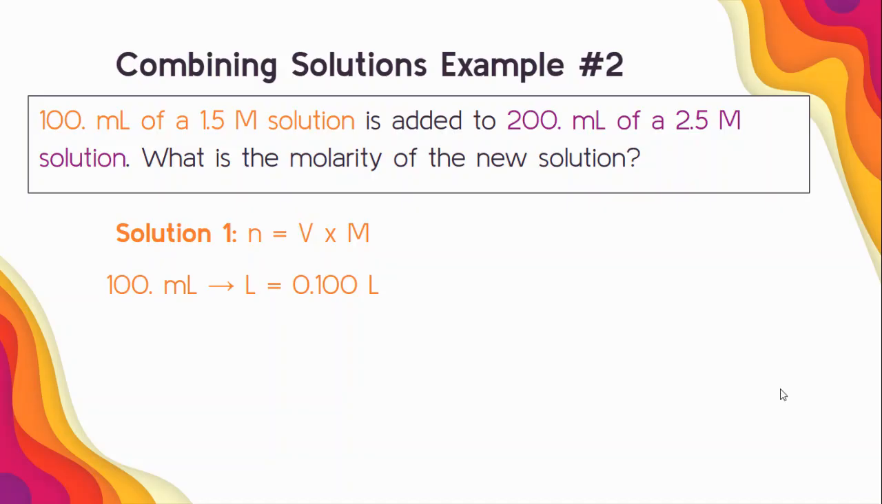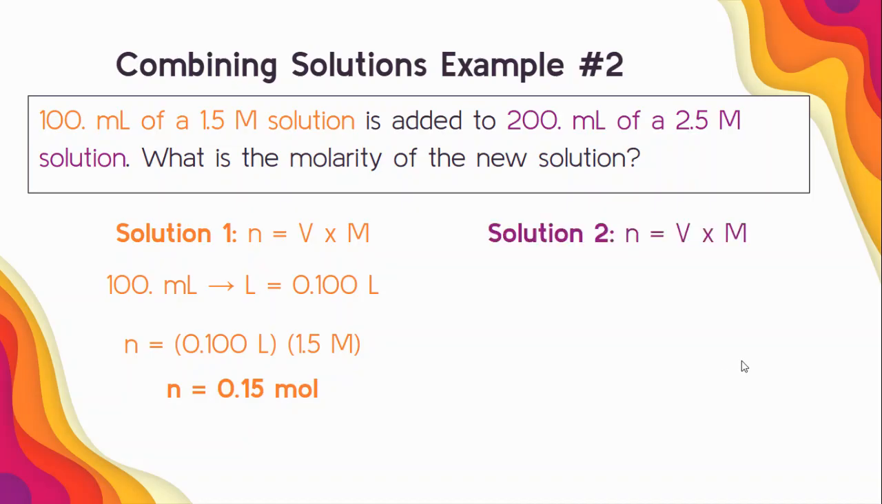Converting our volume into liters first, maintaining sig figs, so 100 milliliters. Move the decimal 3 spaces to the left to get 0.1, and maintaining 3 sig figs would be 0.100 liters. Plugging the concentration into the equation, we can solve for n, which would be 0.15 moles to proper sig figs. We have 3 sig figs here, 2 here, so our answer should have 2.